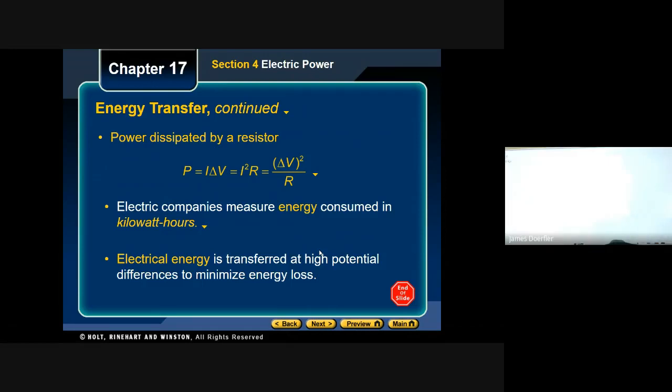Now, in your typical energy bill, that's always fun to open up every month, electric companies typically measure energy in kilowatt hours because so much of it is used. It is much easier to measure in a larger metric value than for the normal non-scientific folk to try to figure out. As energy is transferred to homes, it is transferred at high potential differences in order to minimize energy loss. So as you look at those power lines, electricity is being sent from pole to pole, house to house, with high potential differences, trying to push that out.